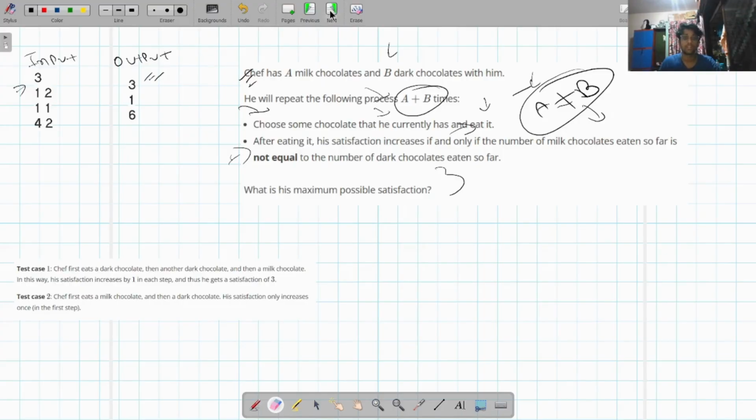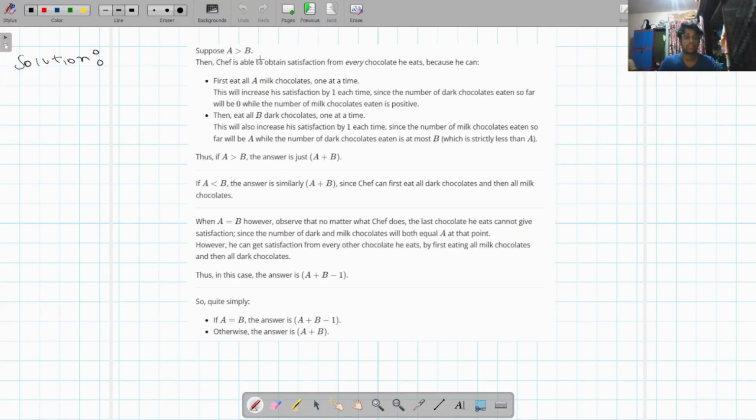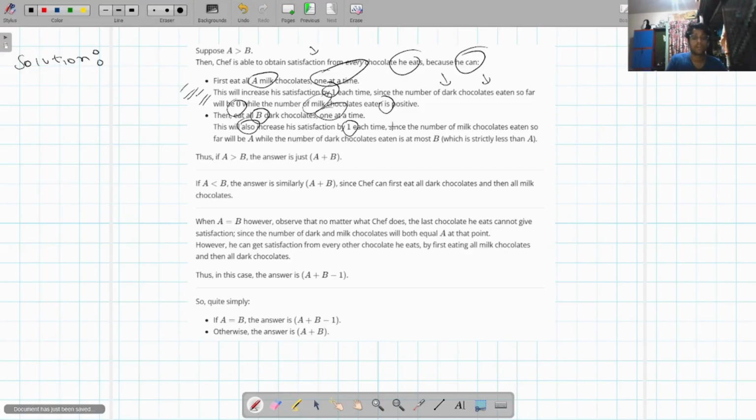Now let's move towards the solution. Suppose A is greater than B. Then Chef is able to obtain satisfaction from every chocolate he eats, because he can first eat all A milk chocolates one at a time. This will increase his satisfaction by 1 each time, since the number of dark chocolates eaten so far will be 0, while the number of milk chocolates eaten is positive. Then eat all B dark chocolates one at a time. This will also increase his satisfaction by 1 each time, since the number of milk chocolates eaten so far will be A, while the number of dark chocolates eaten is at most B, which is strictly lesser than A. Thus, if A is greater than B, the answer is just A plus B.